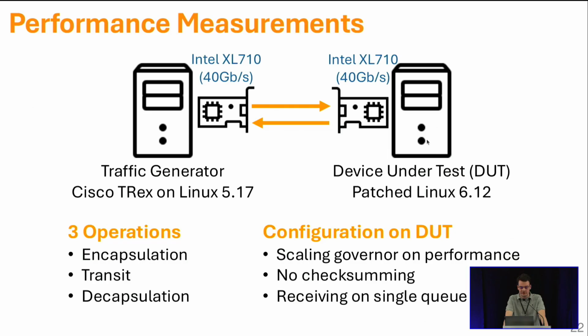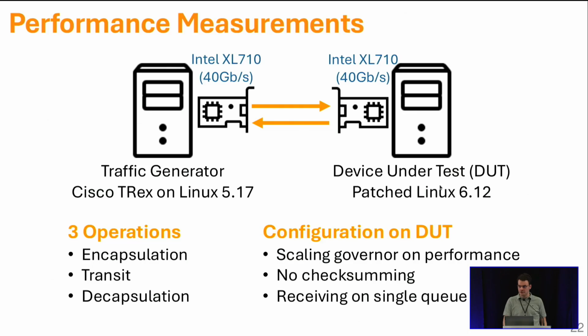And on the other side, we have our device under test, which is running the modified version of Linux. It was running 6.12 because it was the latest available when I did the measurements, but of course, new versions have been released since then. We decided to evaluate the 3 operations, so encapsulation, transit, and decapsulation independently.